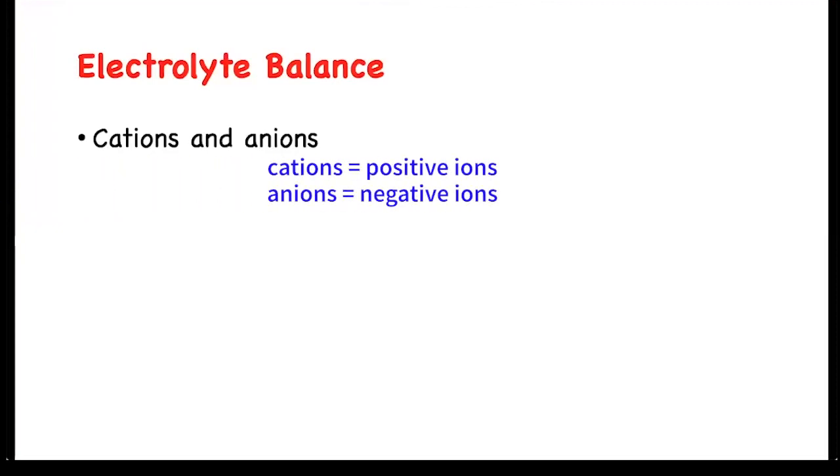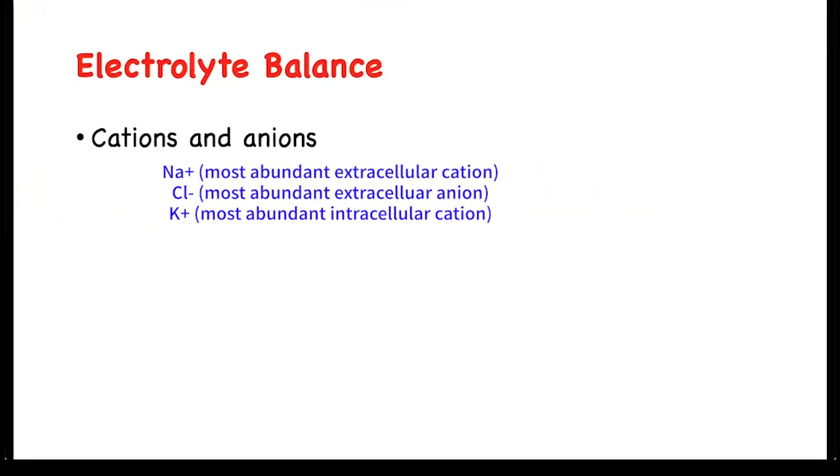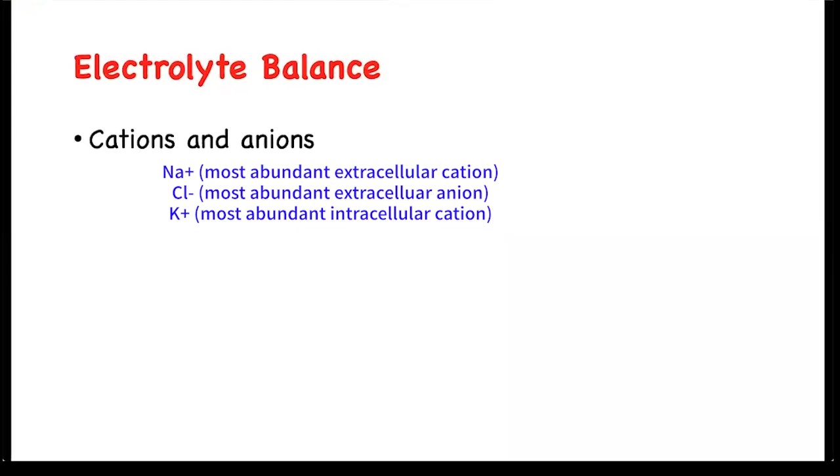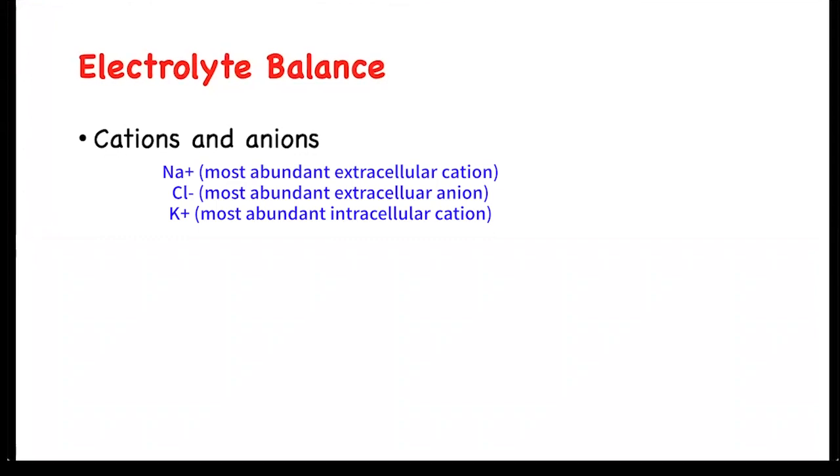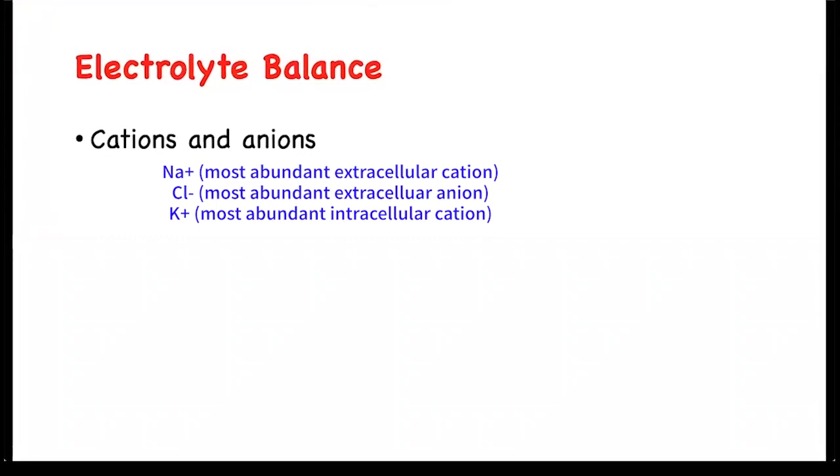Cations are positive ions, and anions are negative ions. Sodium is the most important cation because it makes up 90 to 95% of all solids in your extracellular fluid. The main anion in the extracellular fluid is chloride. The main cation in the intracellular fluid is potassium.